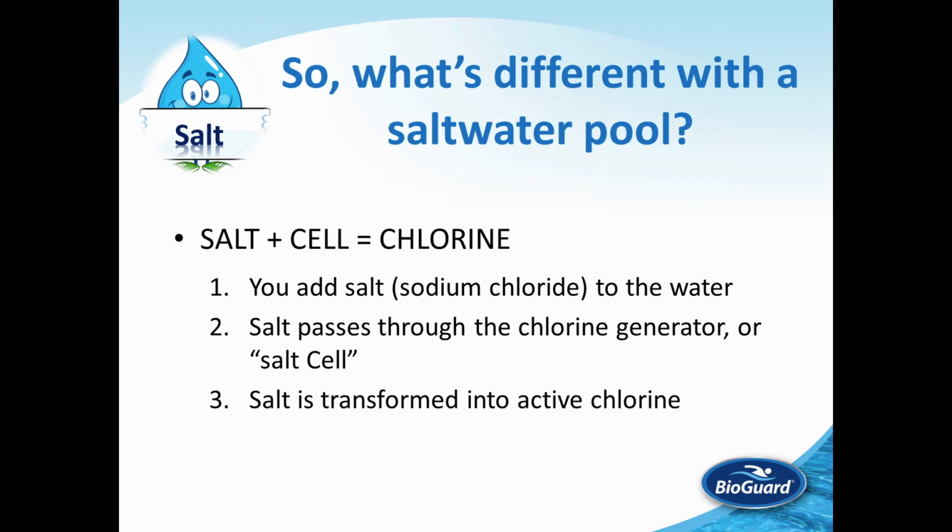Well, one thing to point out is that it is still a chlorine pool. You add salt to the water, it passes through your chlorine generator cell, or your salt cell as it's commonly called, and then that salt, which contains a chlorine molecule as part of its makeup, is transformed into active chlorine. So you still have a chlorine pool, but you're putting salt in the pool as the beginning part of the equation, and you end up with active chlorine in your pool that's in there to kill bacteria and algae, just like regular chlorine is in other pools. You just go about creating it a little bit differently.